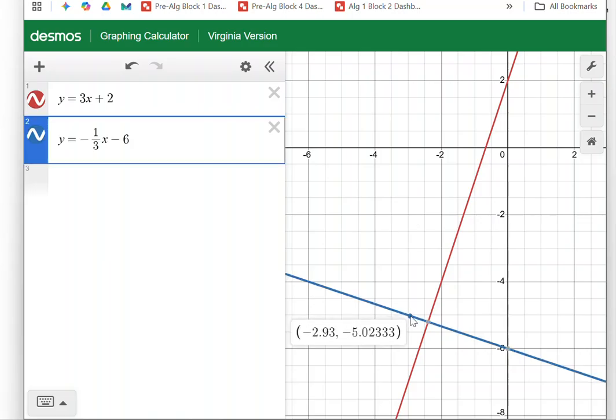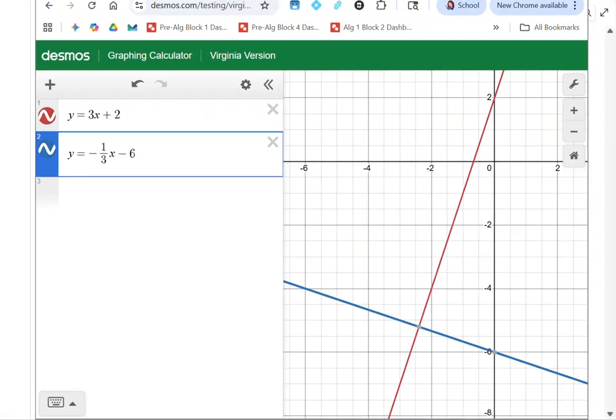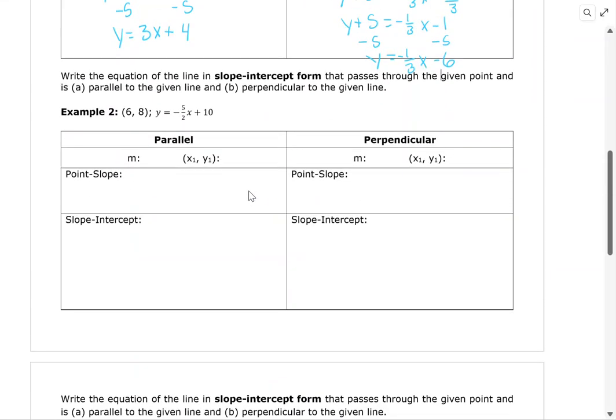So it also goes through our point. There it is, our point right there. And it has our intersection and is perpendicular, making a right angle. Okay, let's look at our next one.